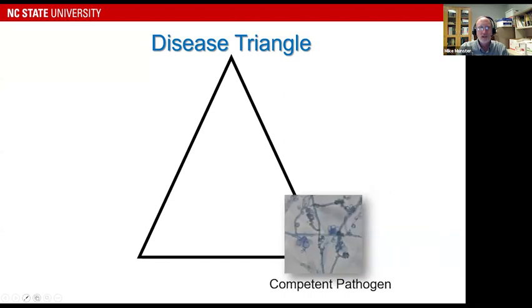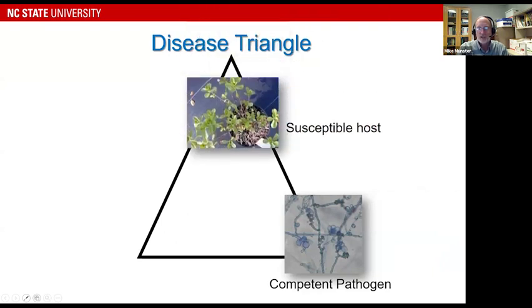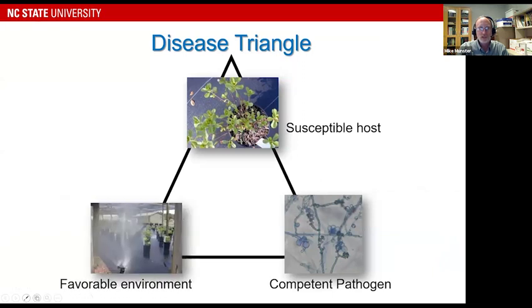One of those is a competent pathogen. A pathogen just means a microorganism capable of causing disease. You have to have a susceptible host plant, and you have to have, here's the music, the favorable environment. And of course, these things have to interact over a period of time. So we're not talking about things that are causing instantaneous damage, but the development of the plant pathogen interaction that leads to symptoms.